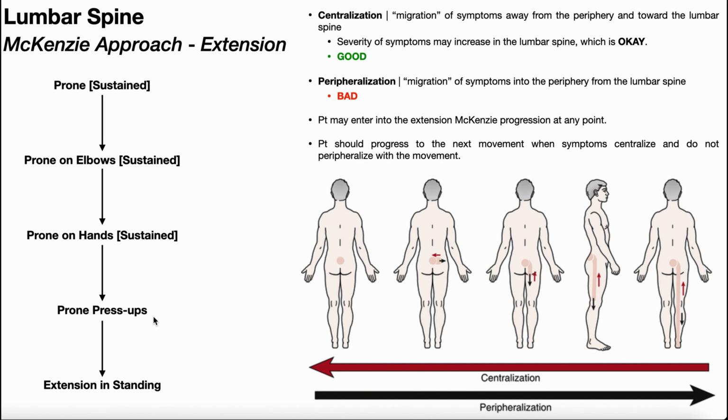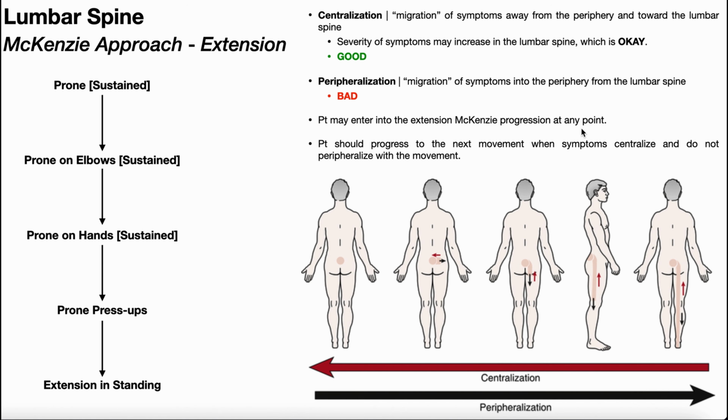Now on the left, you see the general McKenzie progressions for lumbar extension. Generally, you'd have the patient start in prone, and then move to prone on elbows, which goes by other names, as we'll see in a minute, then prone on hands, then prone press-ups, and finally repeated extensions in standing. Note that you're not necessarily going to give prone positioning for every single patient on the first visit. The patient can enter into this progression at any point.